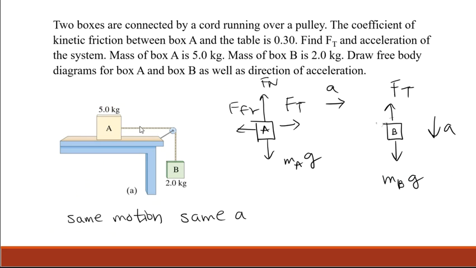For this problem, there is an x direction. Acceleration moves in the x direction for box A, and acceleration moves in the y direction for box B. And here, the tension force is being balanced by friction force. So that's why for this problem, a 2 kilogram box B can move a 5 kilogram box A.